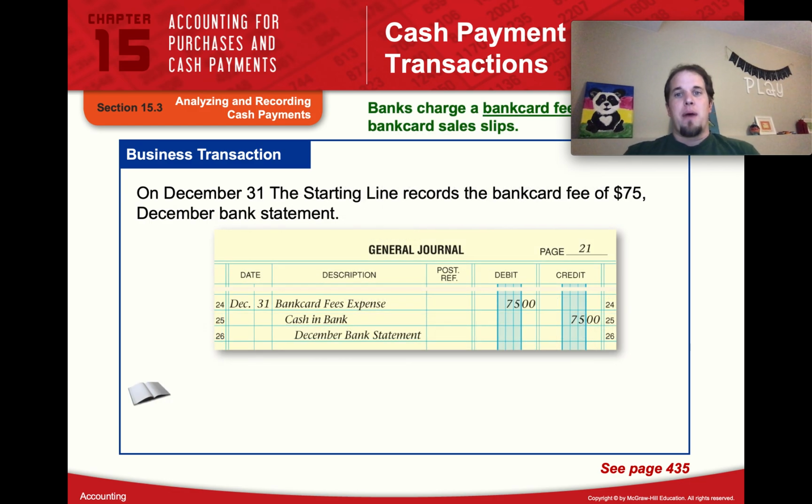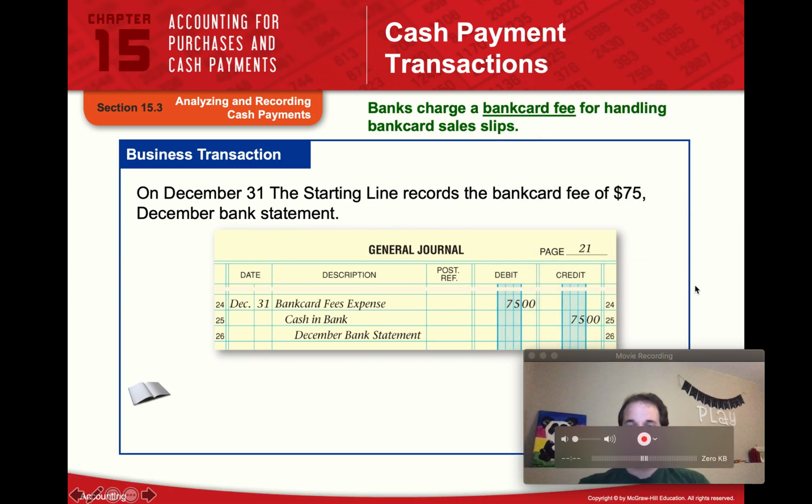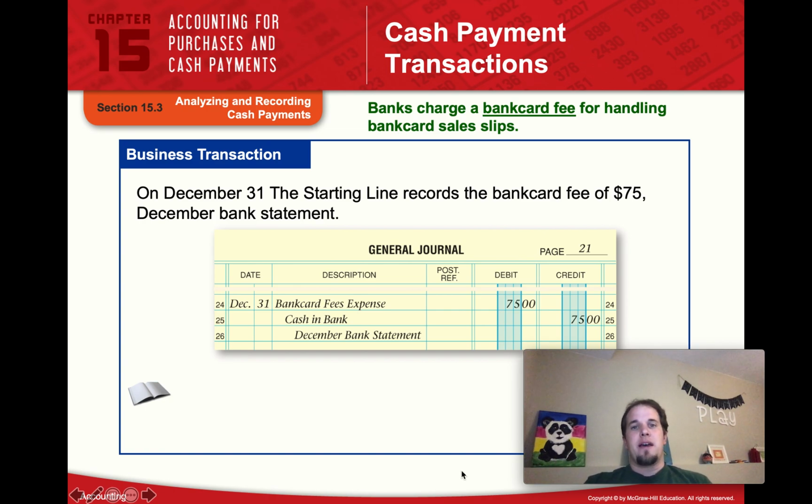This next one, bank charges, is a bank card fee. Banks charge a bank card fee for handling bank card sales slips. So it's just a way for the bank to make some additional money by charging a bank card fee. How is that fee then recorded in the General Journal? Well, we actually have an expense for this one, and it's known as Bank Card Fee Expense. It's just a collection of the fees every time we use this card, and then it comes directly out of Cash and Bank. Again, we don't put a bank card fee on account, it comes directly out of Cash and Bank.